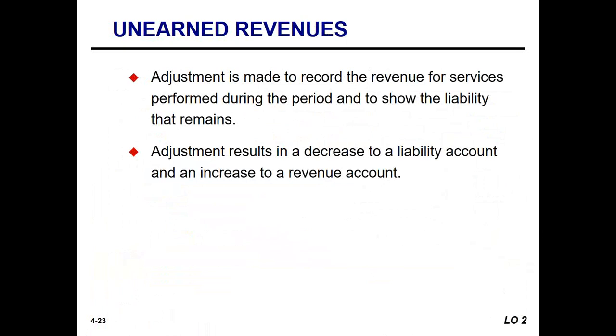When we make the adjustment, we're going to increase our sales, our revenue, and we're going to reduce the liability account because remember, if we don't perform the service, we owe the customer that money back. So unearned revenue is a liability because we potentially owe it to someone. The adjustment for unearned revenue is a decrease to a liability and an increase to a revenue account.